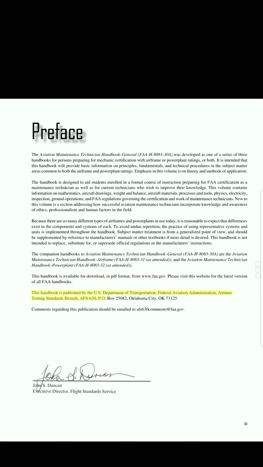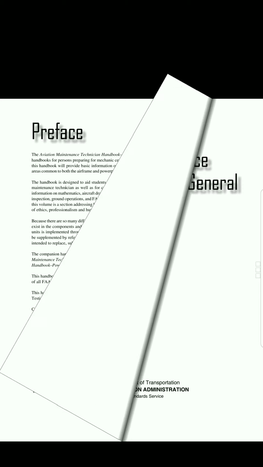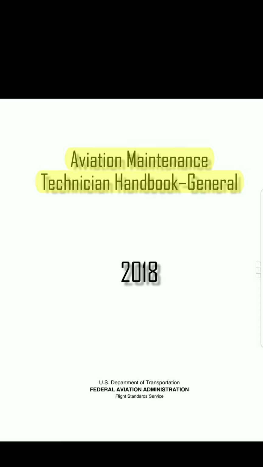This handbook is published by the U.S. Department of Transportation, Federal Aviation Administration, Airmen Testing Standards Branch, OPS 630, P.O. Box 25082, Oklahoma City, Oklahoma 73125. Comments regarding this publication should be emailed to afs630comments@faa.gov. Aviation Maintenance Technician Handbook General, 2018. U.S. Department of Transportation, Federal Aviation Administration, Flight Standards Service.